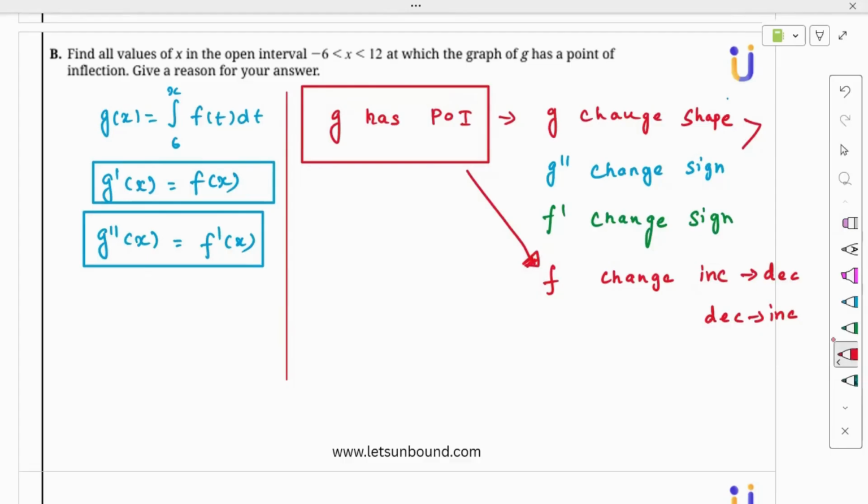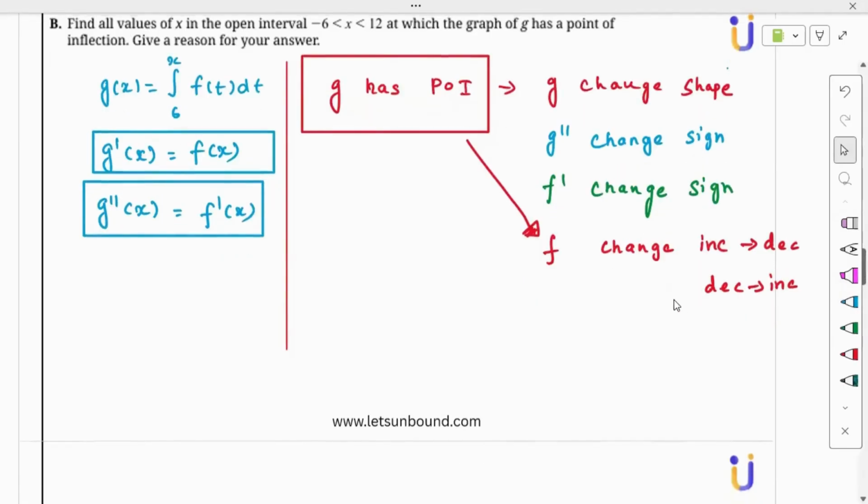All this interpretation I'm telling you, I'm just breaking it down this much for you to explain the core concept here. If G has a point of inflection, F should change from increasing behavior to decreasing behavior or vice versa. Right? Okay, now let's analyze the graph.